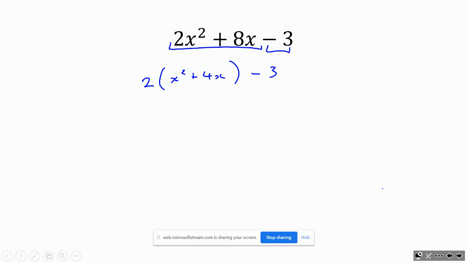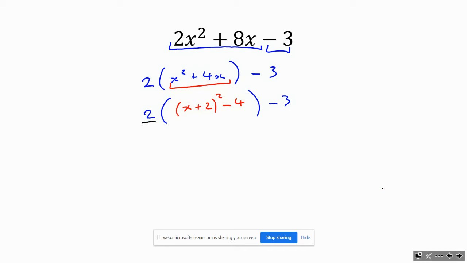At this point, I'm going to focus on completing the square there. So I still have 2 bracket, and then when I complete the square of x squared plus 4x, I have x plus 2 squared, take away 4. So you can see the red bit there is the red bit I've highlighted. I've just completed the square of what's inside the brackets. And you've got brackets within brackets, which can get confusing, which is why I've used a different colour. Then take away 3.